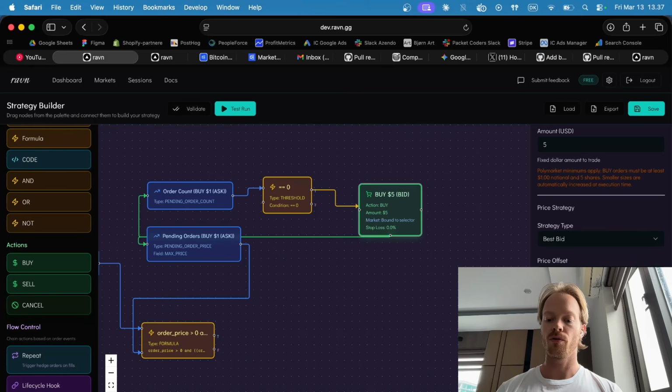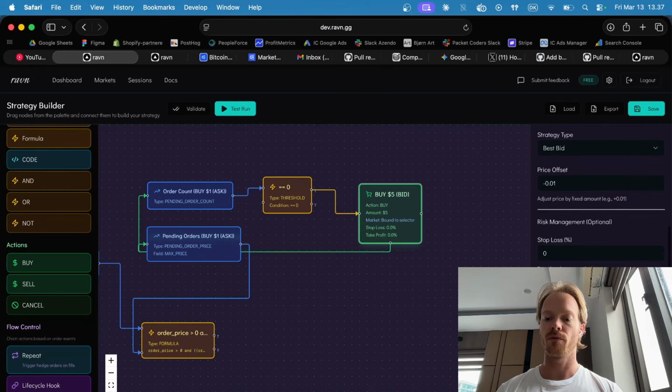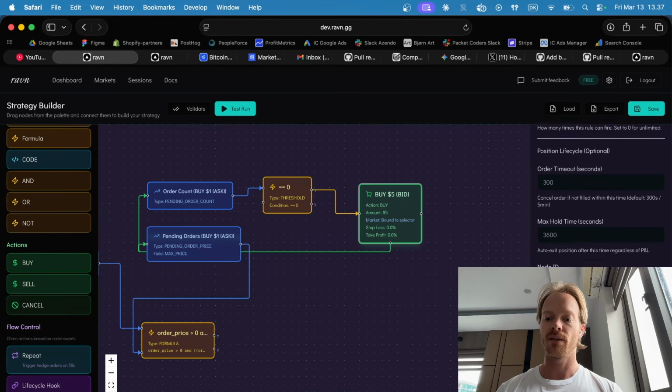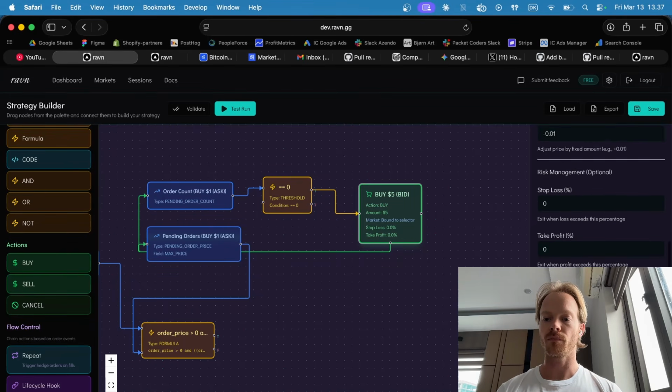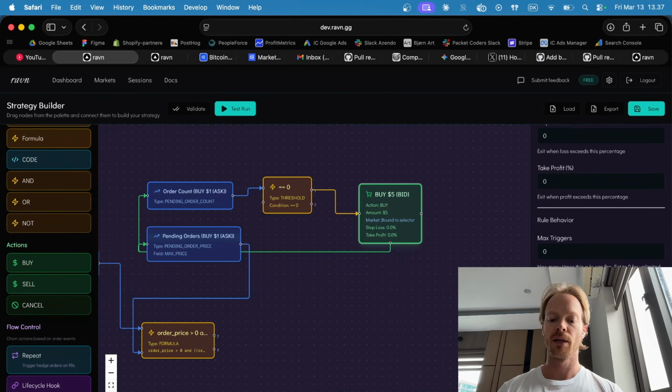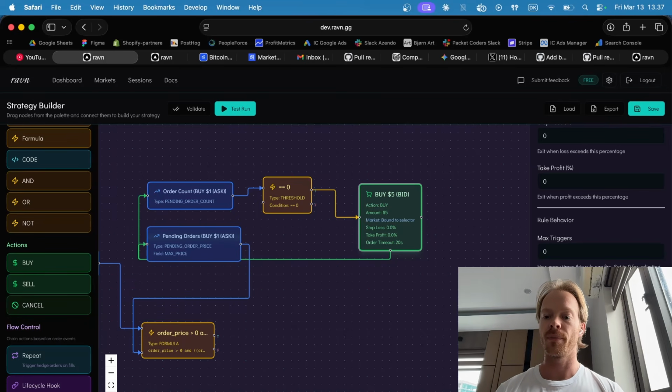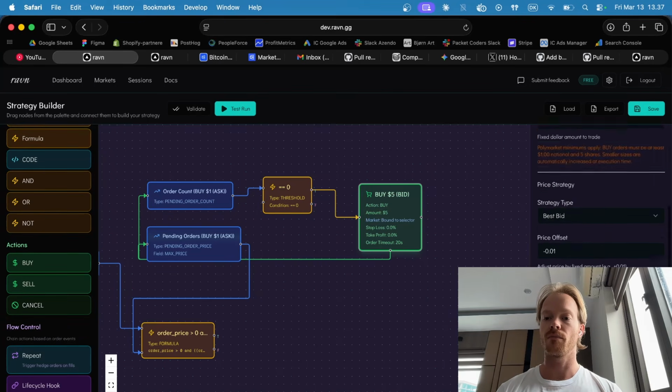And I'm not going to do any stop loss or take profit, so I'm just going to write 0 for both of these. And then we need to set max trigger to 0, because that allows it to actually repeat again and again. We can also do an order timeout. For this, I will just do 20 seconds, because then it's automatically going to cancel after 20 seconds, and then the strategy would resolve to true again and place another order. So for this example, I'm just going to place a 20-second timeout.